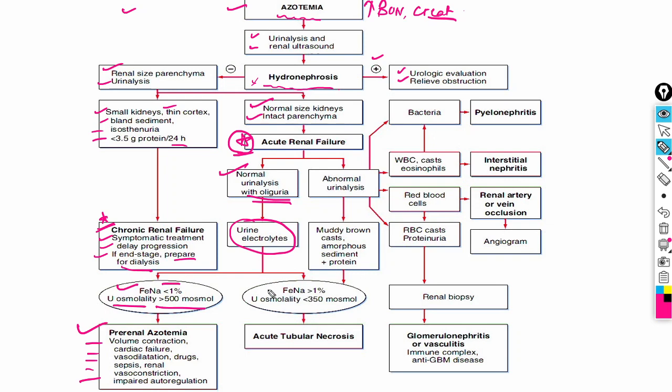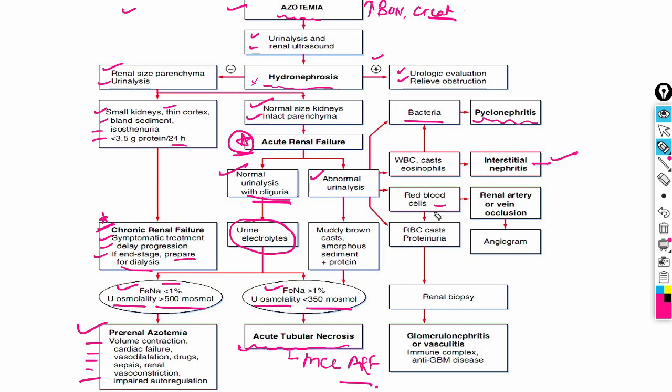On the other hand, if the fractional excretion is more than 1 to 2% and the urine osmolality is less than 350, it will be acute tubular necrosis, which is the most common cause of ARF. On the other hand, if the patient is having abnormal urine analysis, which can show bacteria, this bacteria along with WBC, cast, eosinophil will suggest pyelonephritis. If only WBCs, cast and eosinophils are seen, it is interstitial nephritis.